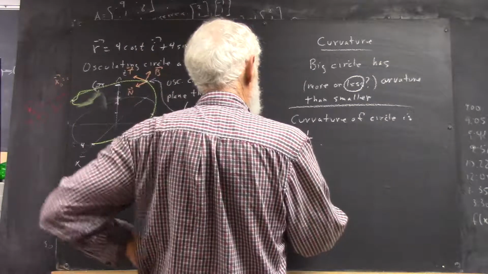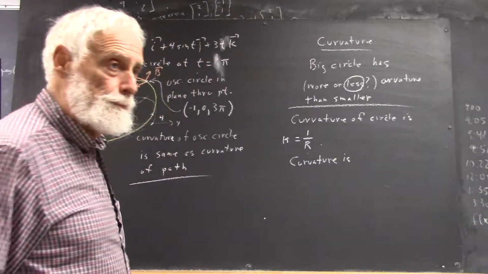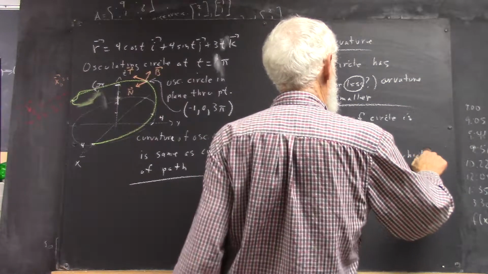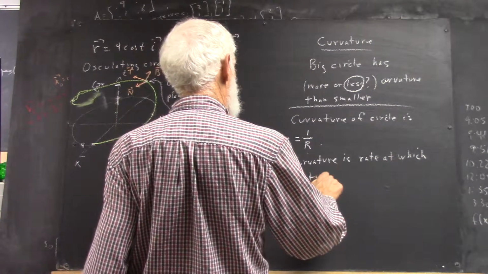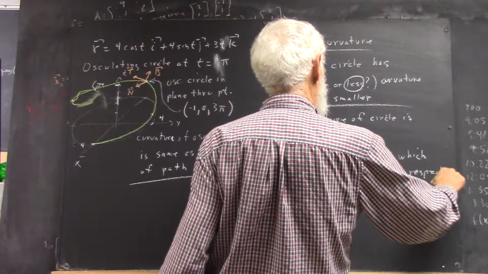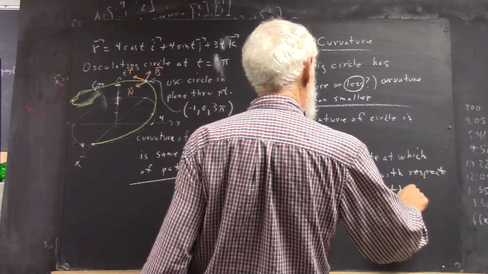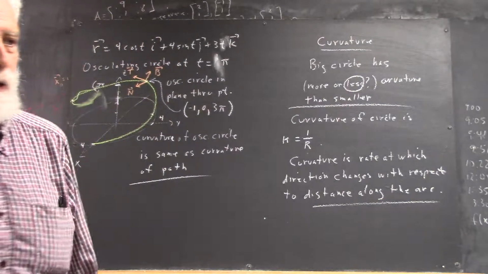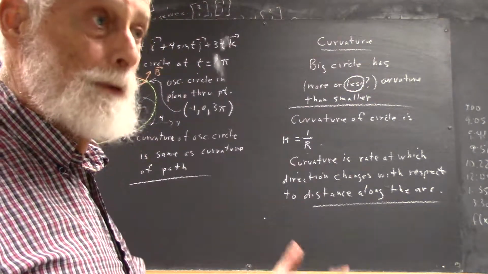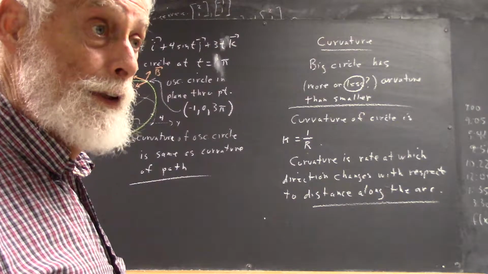Now, the curvature of a curve, I'm going to just say the curvature is intuitively the rate at which your direction changes with respect to distance along the arc. Now, we haven't talked about the arc length parameter because the way it's done in your book is fairly straightforward. I'm going to let you ponder that a little bit, and if we need to, we'll reconcile that next time, okay? But curvature is the rate at which direction changes with respect to distance along the arc, right? Okay?